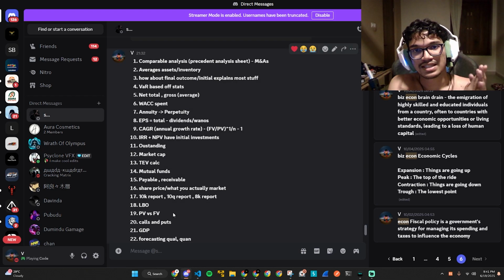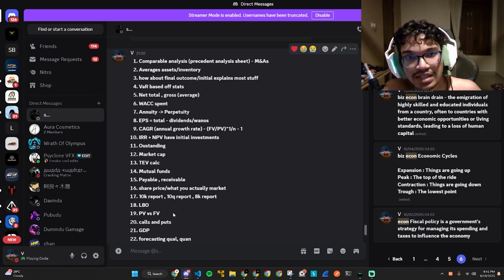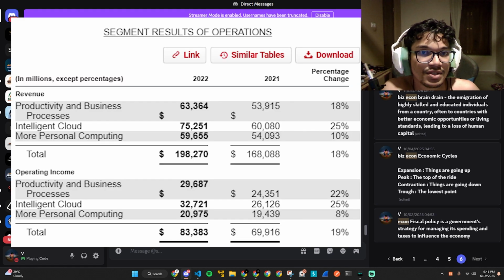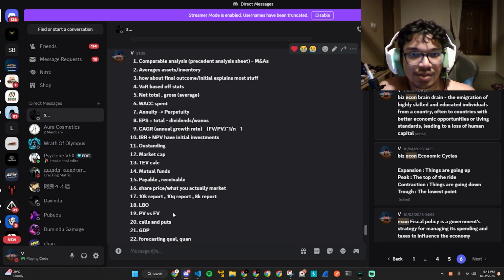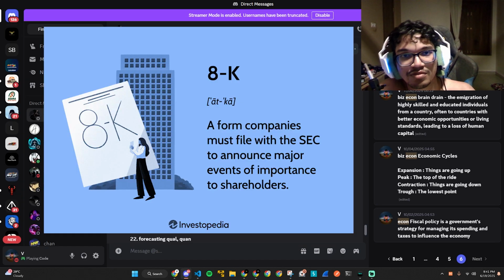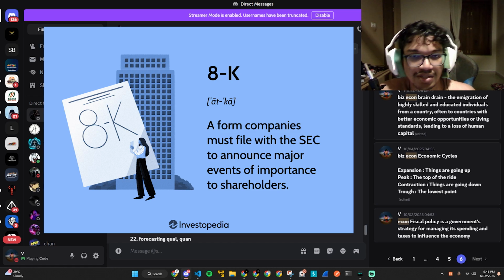A 10K report is just an SEC report. SEC means the Securities and Exchange Commission, mainly in the US. It's a yearly report where every public company needs to share a financial report with the SEC. Same thing applies for 10Q, which is the quarterly report, and we have the 8K report, which is for bankruptcy. There's a few other reports, but I don't really care about those.